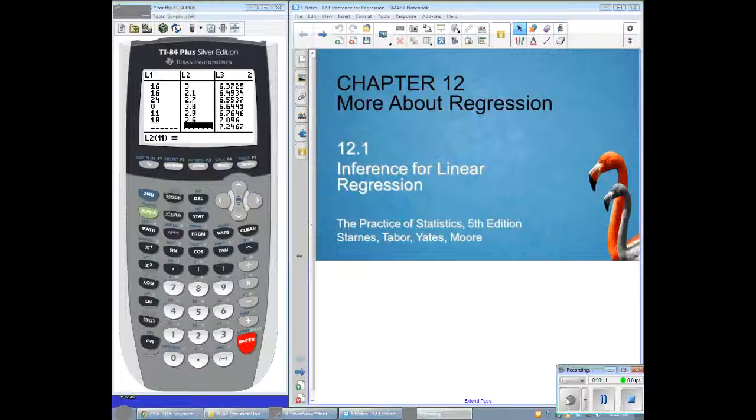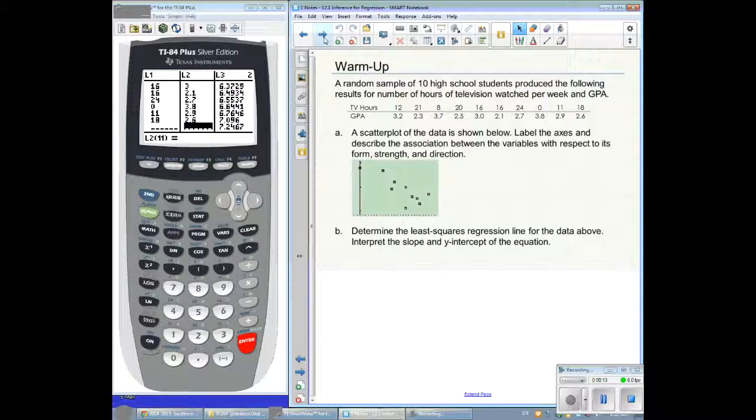Okay, we're going to start with a quick warm-up that reviews our linear regression procedures that we learned way back in the beginning of the year.